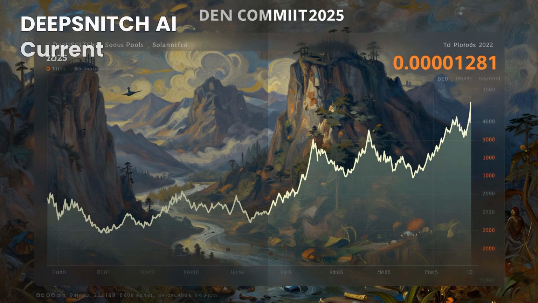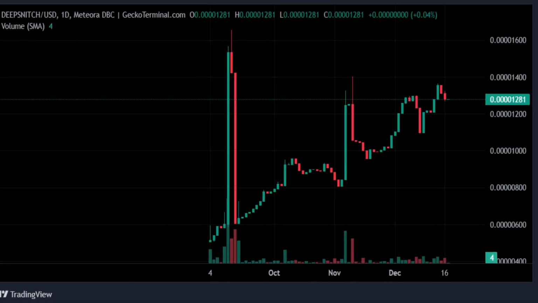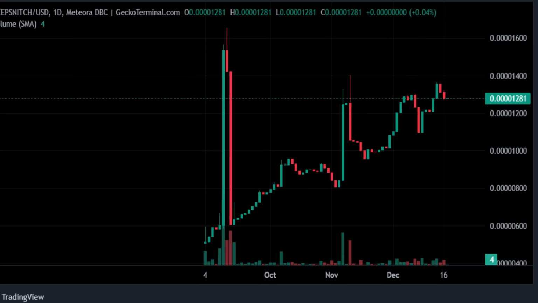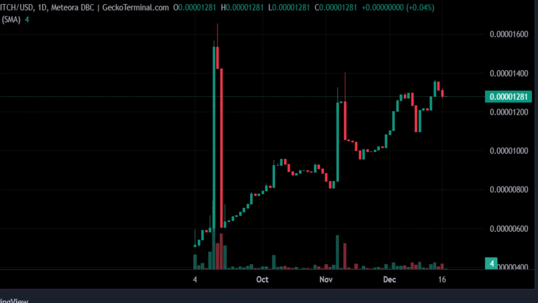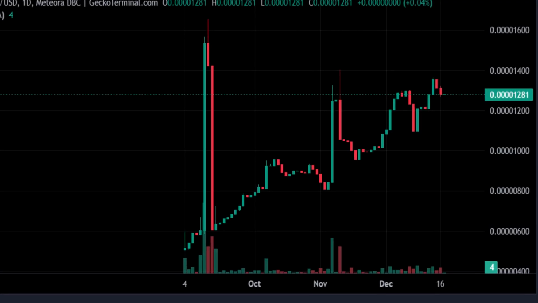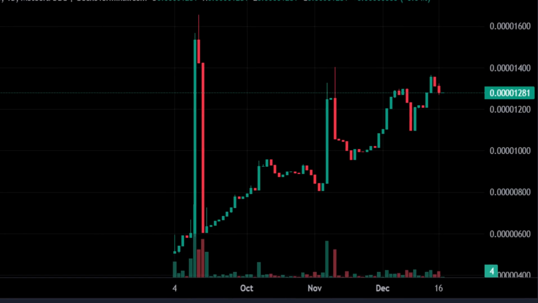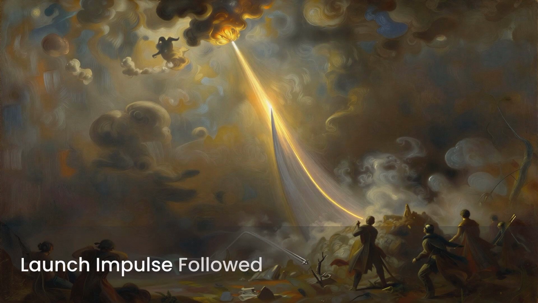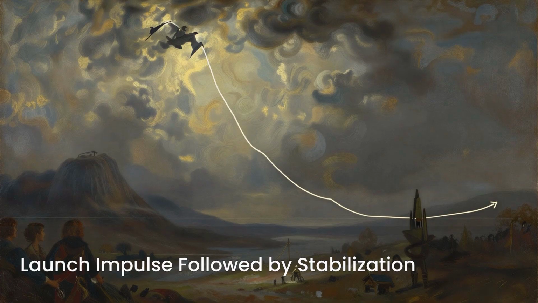As of December 17, 2025, DeepSnitch AI trades around $0.00001281 on Solana pools. The chart shows an initial vertical launch wick up toward around $0.000015 to $0.000016, followed by an immediate drop, and then a rebuild into a higher base near the current level. This pattern looks like a classic launch impulse followed by stabilization, not a straight dump to zero.